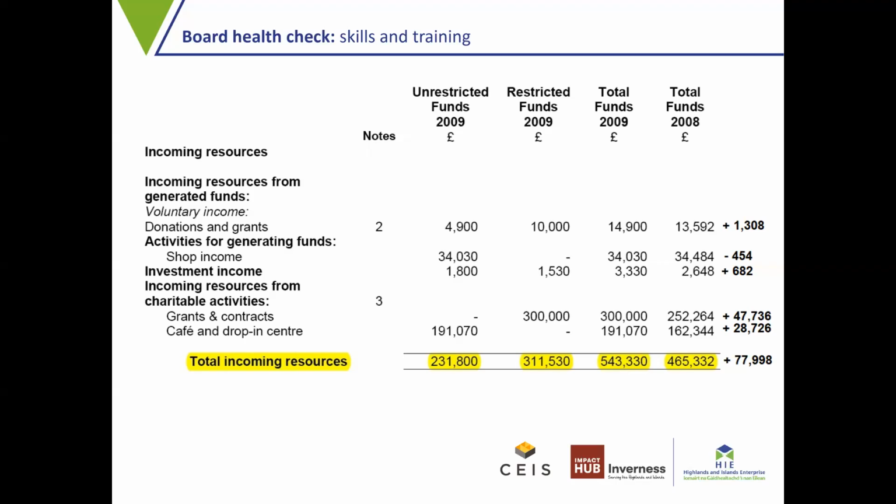from their charitable activities. That is, income from grants and contracts, which has increased by 47,736 to 300,000. And income from the cafe and drop-in centre, which has increased by 28,726 to 191,070. In order to find out more detail about the income from charitable activities, we need to have a look at Note 3.